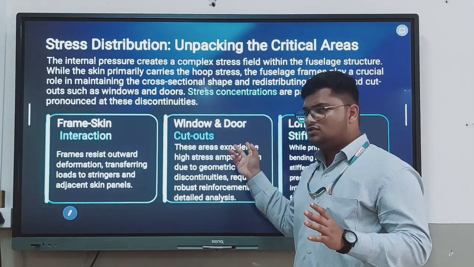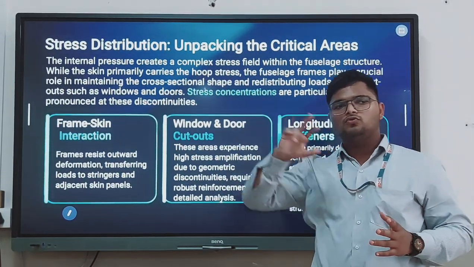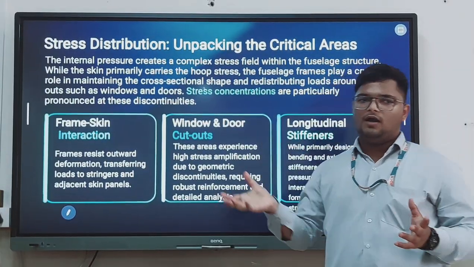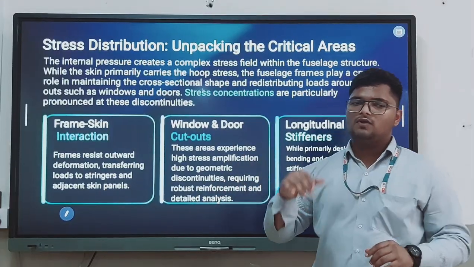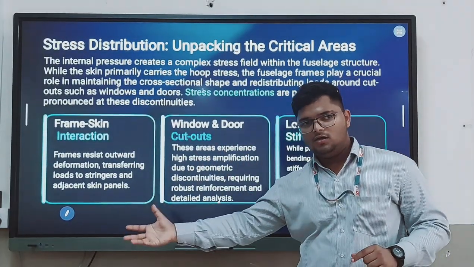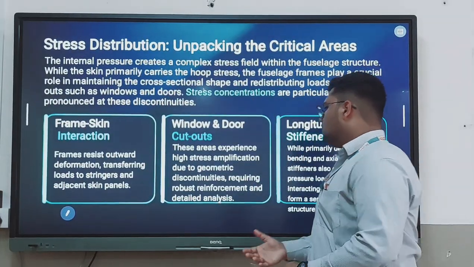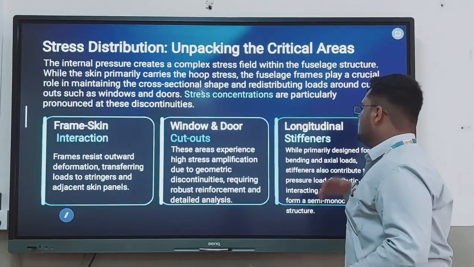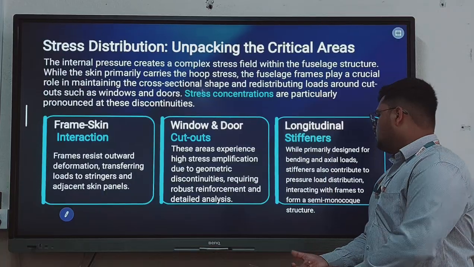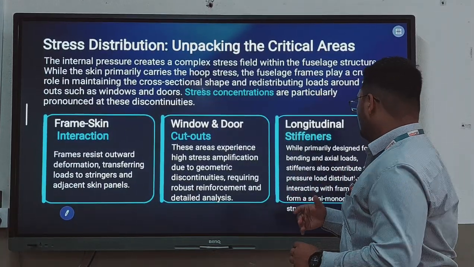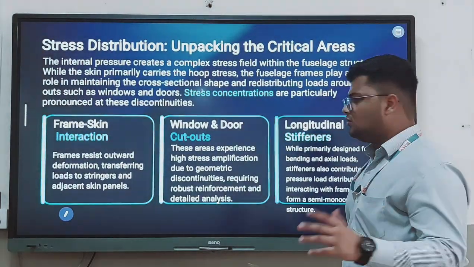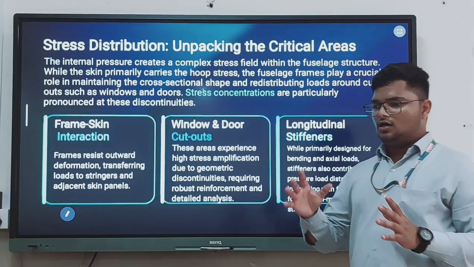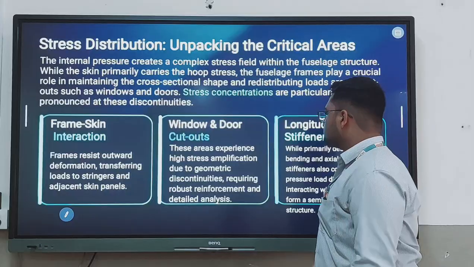Then we have the windows and the door cutouts. Of course, if we cut through a metal or any part, the stress applied on the cutout will be more than on the rest of the part, because it is a cutout. The geometric discontinuity affects it a lot. Then we have longitudinal stiffeners. They are designed for bending and axial loads, and the stiffeners contribute to carrying the load. They also contribute in maintaining the stress, so that the structural integrity is maintained.